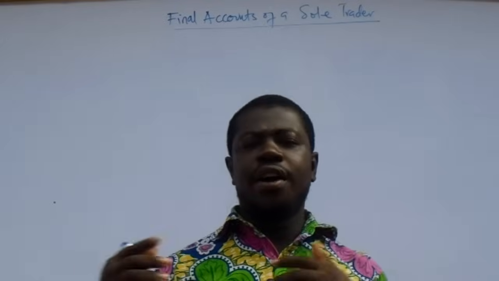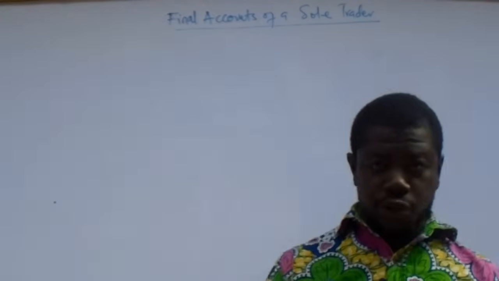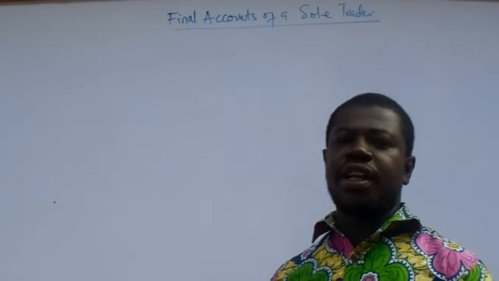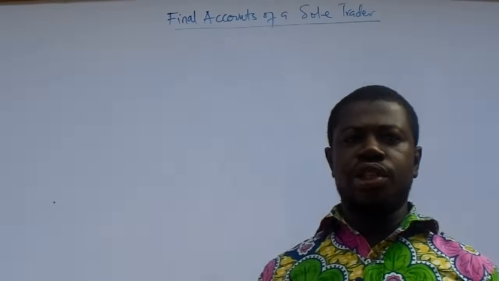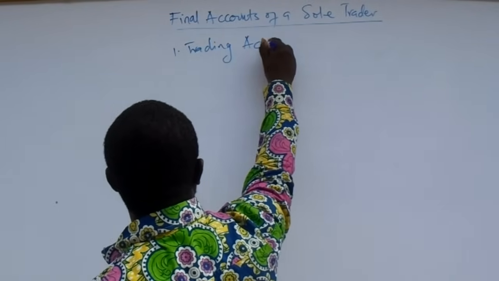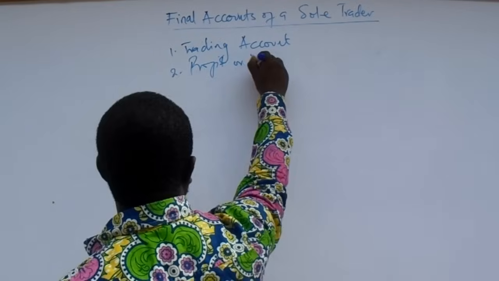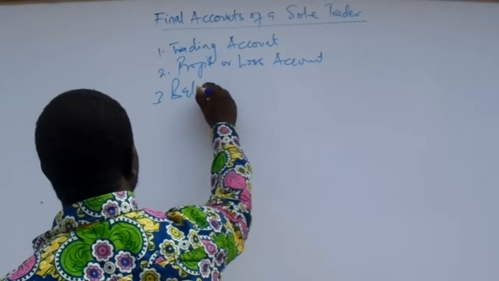Alright, and so we have so many forms of business organizations, but our focus is on final accounts for the sole trader alone. And so we want to quickly look at what constitutes the final account of a sole trader. Now, the final account of a sole trader has been what we know as the trading account, the profit and loss account, and the balance sheet. And so we used to know of the trading account. We know of the profit or loss account, and then we know of the balance sheet.